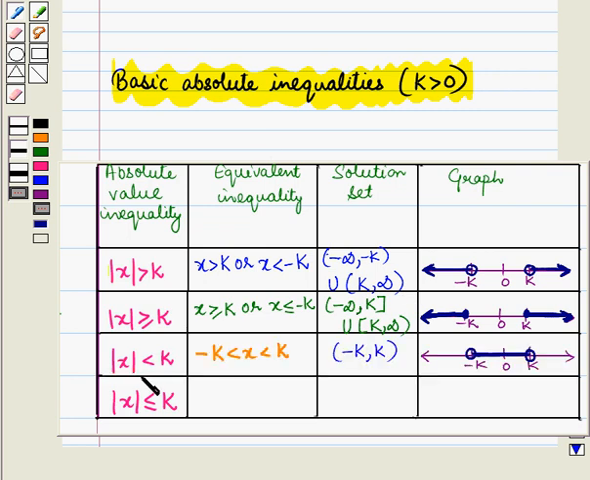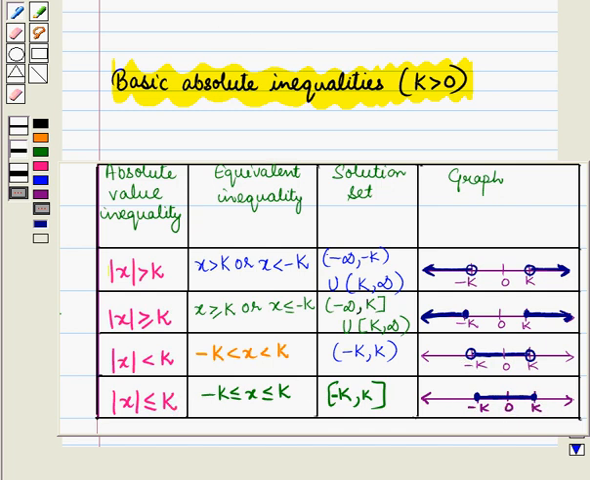Then for the inequality absolute value of x is less than k, the equivalent inequality is given as minus k is less than x is less than k, and its solution set is given as open interval minus k to k, and this is the representation of the solution set of the inequality absolute value of x is less than k on the number line. Then for the inequality absolute value of x is less than or equal to k, the equivalent inequality is given as minus k is less than or equal to x is less than or equal to k, and its solution set is given by the closed interval minus k to k, and this is the representation of its solution set on the number line.